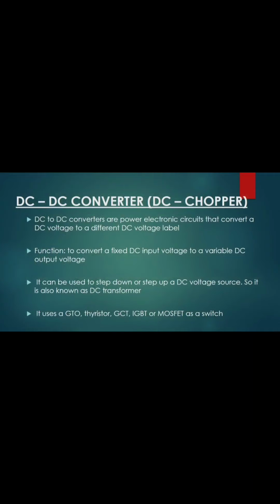What is a DC to DC converter? A DC to DC converter is a power electronic circuit that converts a DC voltage to a different DC voltage level. The function of this DC to DC converter is to convert a fixed DC input voltage to a variable DC output voltage. It can also be used to step down and step up a DC voltage source, so it's also known as a DC transformer, and it uses a GTO, thyristor, GCT, IGBT or MOSFET as a switch.